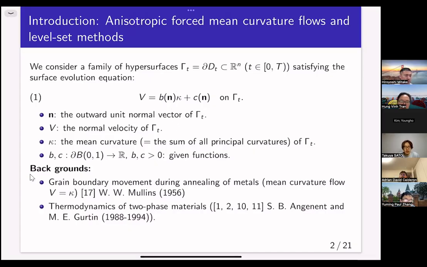So the background in physics is like this. At first, the simplest model of equation one is this mean curvature flow equation, v equals kappa. This is given by the grain boundary movement during annealing of metals, and moreover, this kind of anisotropic model is given by the thermodynamics of two-phase materials.